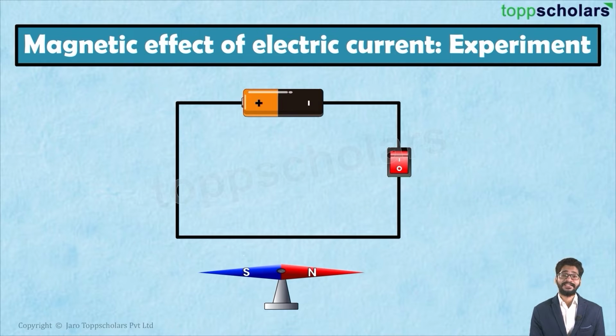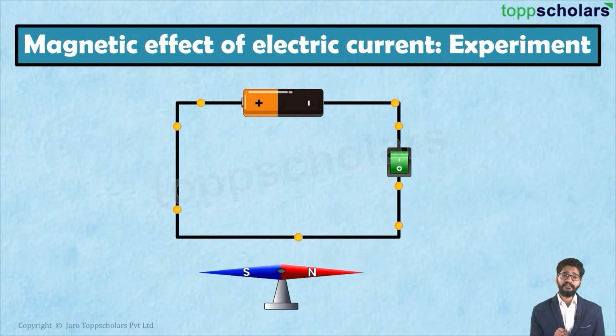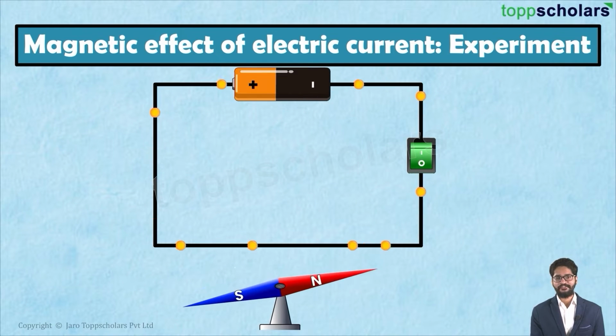But once the circuit is switched on, we can see that the conventional current flows from the positive electrode of the battery to the negative electrode. As the current flows, we see that the magnetic needle fluctuates and shows some different direction.